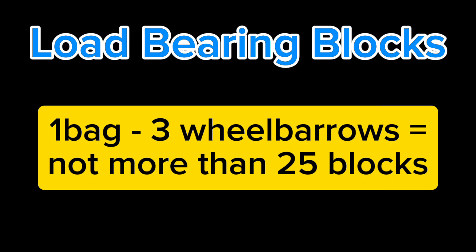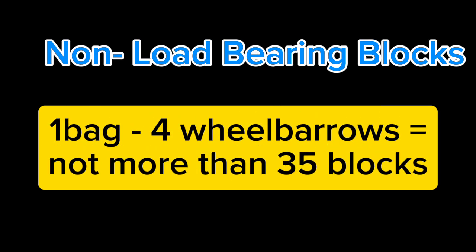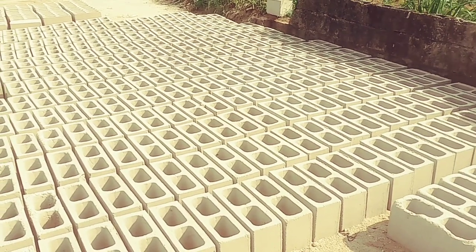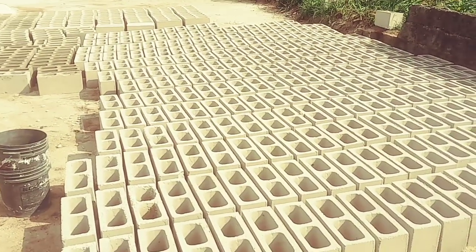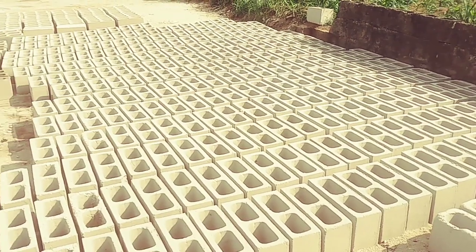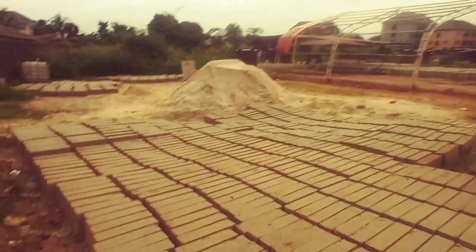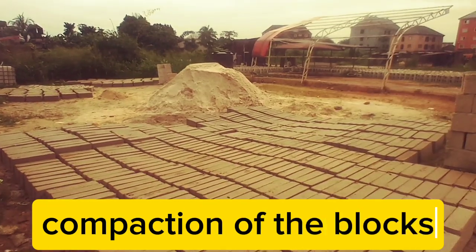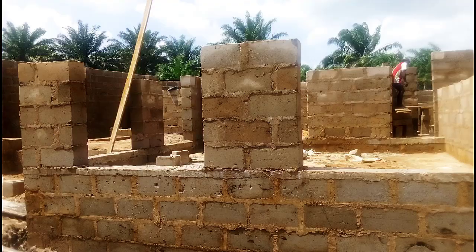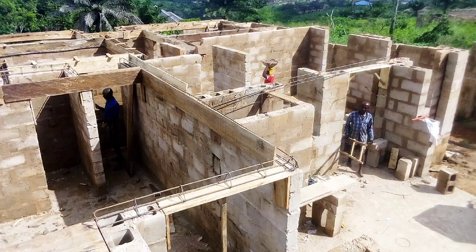Now, if you are producing non-load-bearing blocks with the ratio of 1:8, then do not exceed 35 pieces of blocks with the mixture. And in doing this, you need to communicate with the people that will do the job, that is the laborers or the people that will mold the blocks on your site. Let them understand the importance of mixing the materials very well, and also put effort in the compaction of the blocks. That way you'll be sure that you are using quality blocks in the construction of your house.